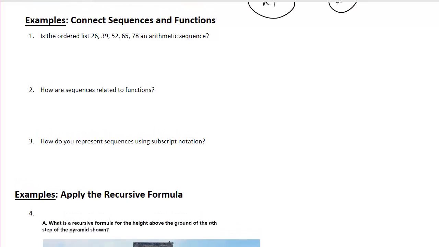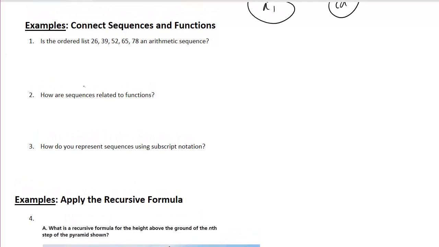Looking at the first example, in this ordered list, what we want to identify, just like when we were doing linear functions, is that rate of change. Now it's called the common difference when we're talking about arithmetic sequences. I'm comparing one term to the next, and I want to know how they change. From 26 to 39, 39 to 52, to 65, to 78. So we see that the common difference is 13, and we know that yes, this is an arithmetic sequence.